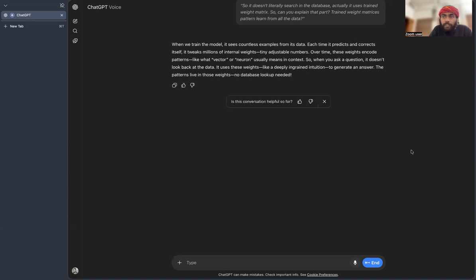But what about that training process we did earlier? So that training process results in a lot of weight matrices, and then they map those weight matrices to the actual query.